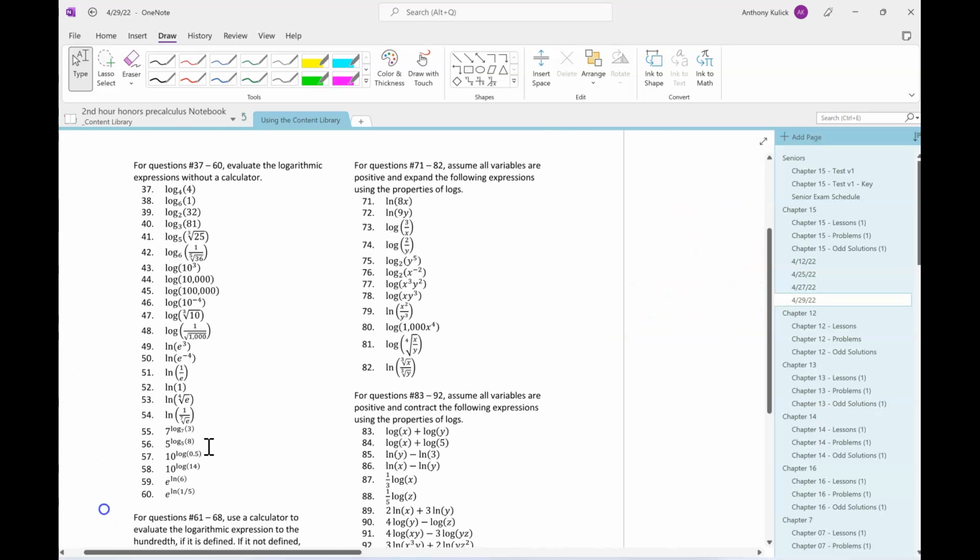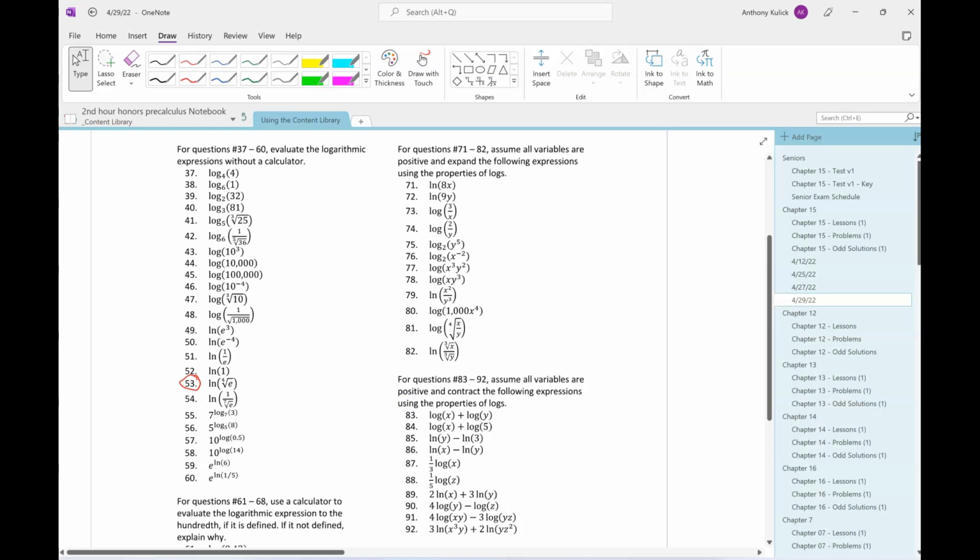It was a separate question. Okay, you're next. So 53, it says, without your calculator, evaluate this expression. The fourth root, we remember, is the same as the exponent 1/4. Okay with that? And I know that log base e cancels out exponent base e. That was one of the properties we talked about. So it should just be 1/4.